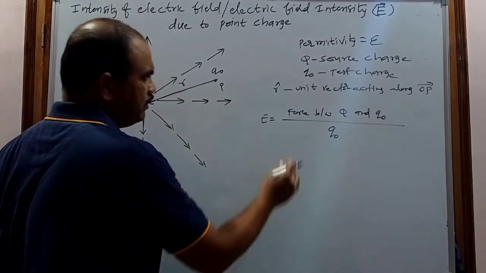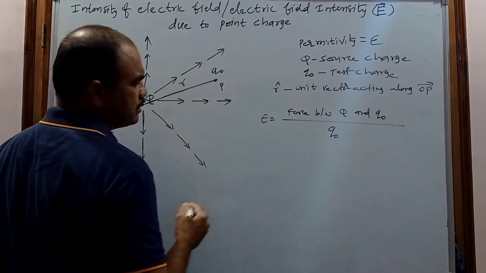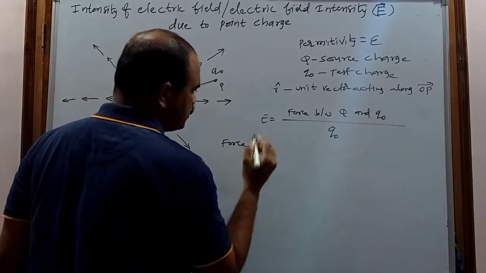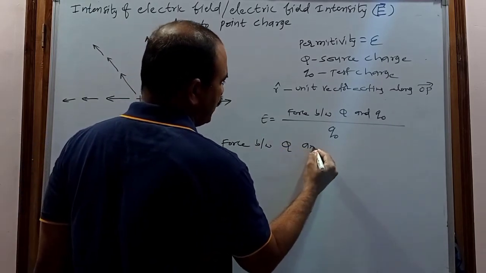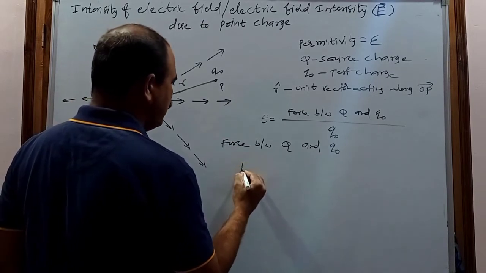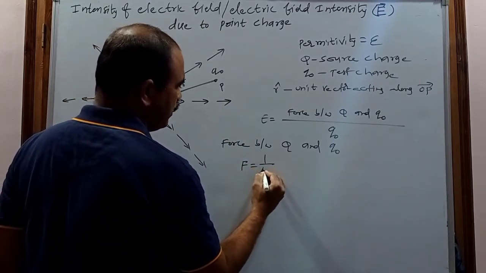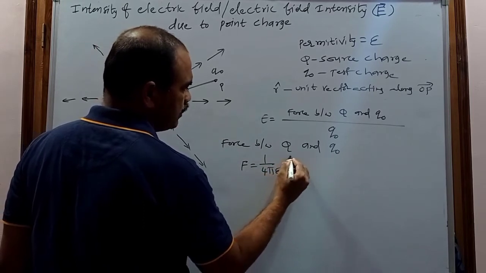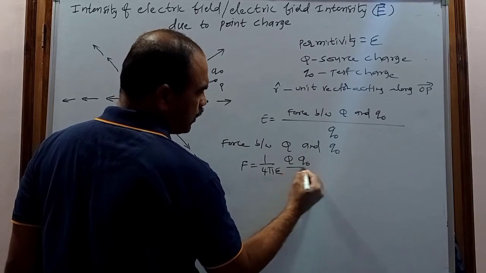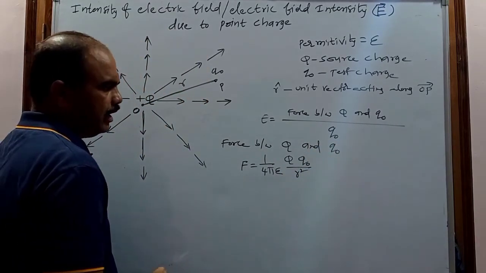First I am finding the force between the source charge and the test charge. The force between the capital Q and Q naught, the source charge and test charge, according to Coulomb's inverse square law, is 1 by 4 pi epsilon, into capital Q into small q naught, by the square of the distance between them.